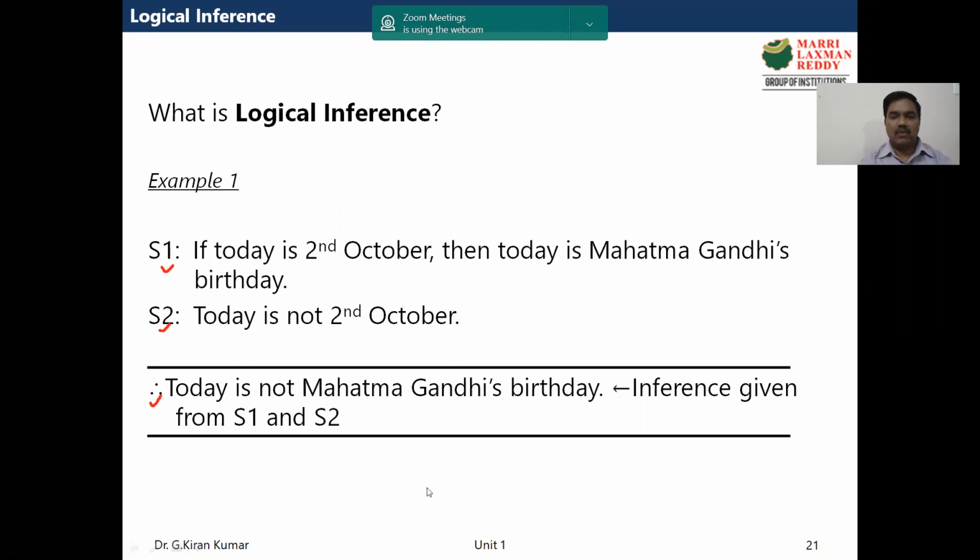Now, the task for us is to decide whether this inference is a valid inference or an invalid inference. Inference means conclusion. So two premises are given to us, followed by a conclusion. Now we need to verify whether this conclusion is valid or invalid. All of you, please pause for a second, think, and answer yourself whether this seems to be valid or invalid. Of course, anyhow, we'll discuss now.